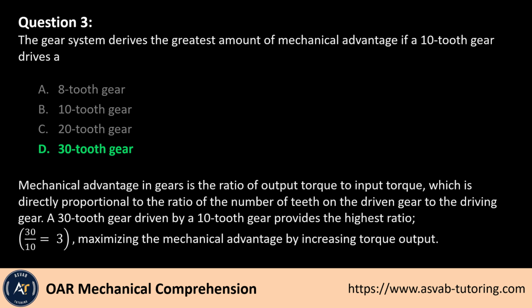The answer is D. Mechanical advantage in gears is the ratio of output torque to input torque, which is directly proportional to the ratio of the number of teeth on the driven gear to the driving gear. A 30-tooth gear driven by a 10-tooth gear provides the highest ratio, 30 divided by 10 equals 3, maximizing the mechanical advantage by increasing torque output.